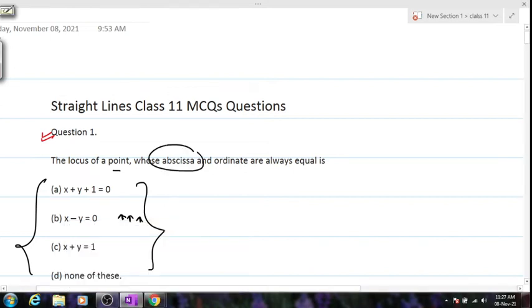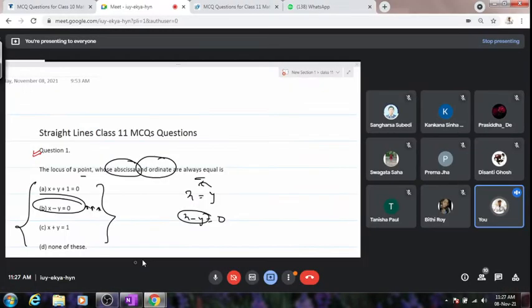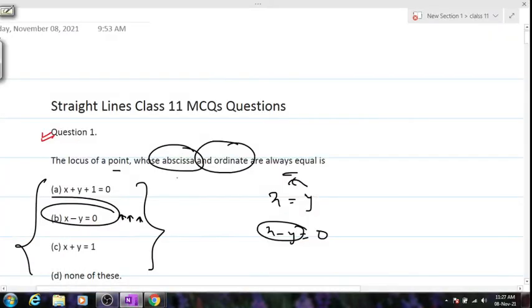Chalo, whose abscissa and ordinate is always equal, therefore it means that x is equal to y, or x minus y equals 0. Option number B is the answer. Is it clear? Now don't get confused by abscissa and ordinate with x-intercept and y-intercept, okay?